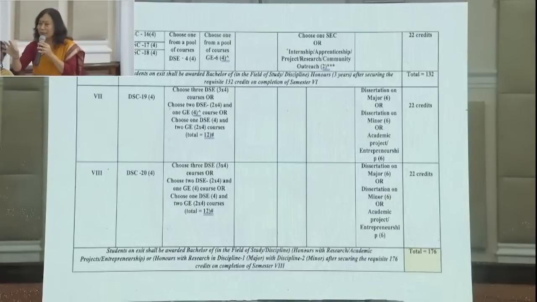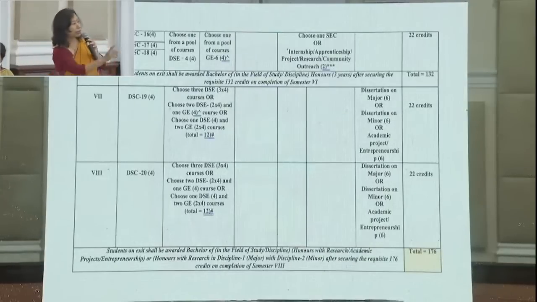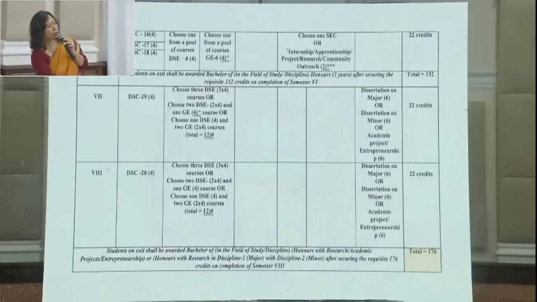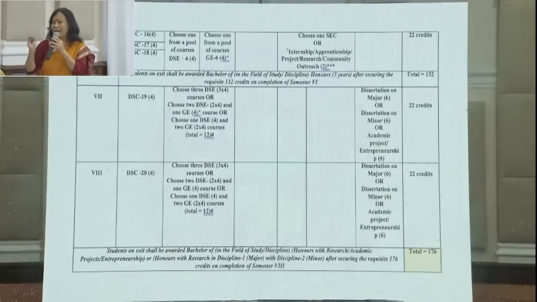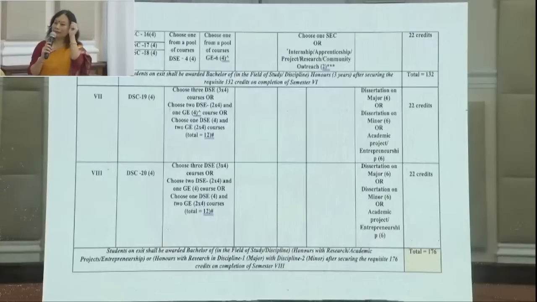See, in the dissertation we have not said that you must do it only in the minor or only in the major. There is a choice. If you look at the table, I would like to draw your attention to this: dissertation on major or dissertation on minor or academic project / entrepreneurship. Okay? So you can write it in the minor also. But to become a minor, you will have to study 7 GE courses. You can also do it in the major, you can do that. Because for writing a dissertation, you have a choice. May I draw your attention, madam? So, to get a minor, you have to do 7 GE, whether you write the dissertation in that minor or in the major. Okay? One second.